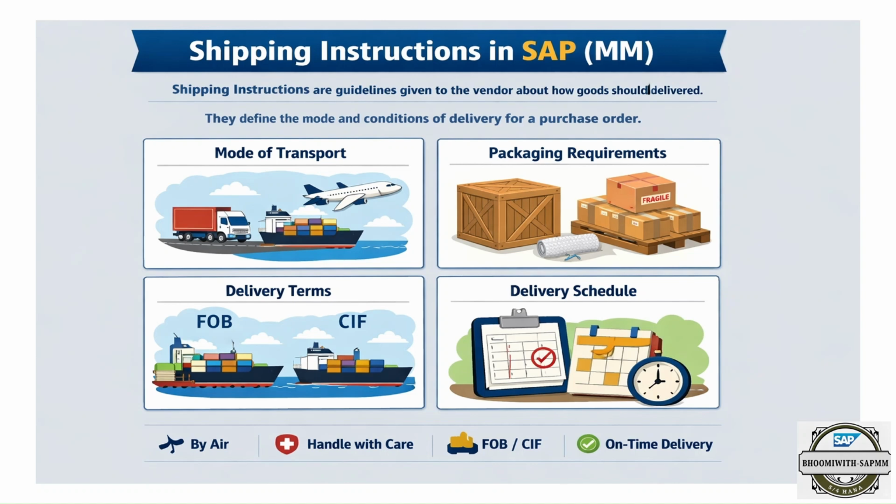Second, packaging requirements. These instructions tell the vendor how to pack the goods. For example, fragile, handle with care. Second, proper boxes. Third, protective wrapping to avoid damage. In short, shipping instructions tell how, when, and under what conditions the goods must be delivered.